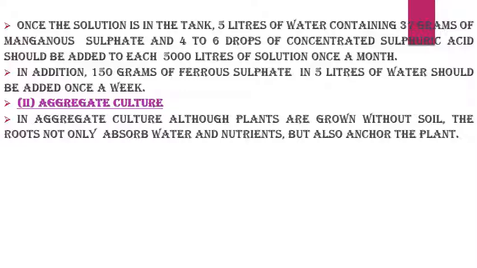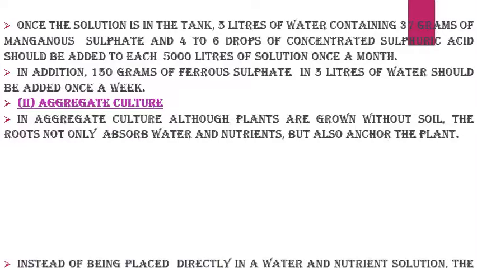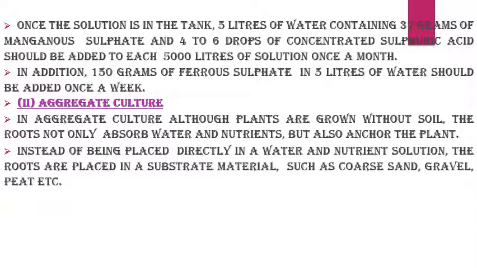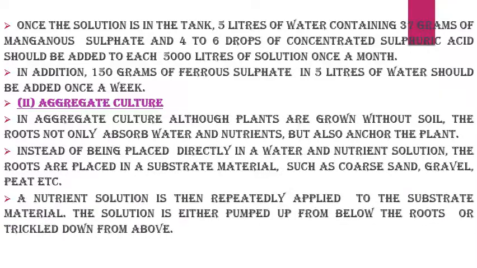Aggregate culture: although plants are grown without soil, the roots not only absorb water and nutrients but also anchor the plant. Instead of being placed directly in the water and nutrient solution, the roots are placed in a substrate material such as coarse sand, gravel, peat, etc. A nutrient solution is then repeatedly applied to the substrate material. The solution is either pumped up from below the roots or trickled down from above.